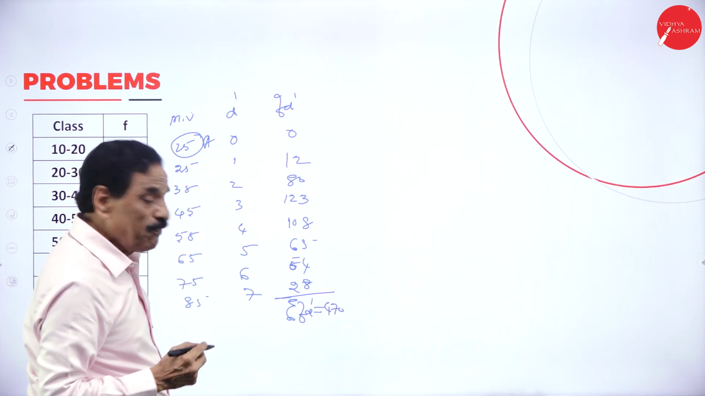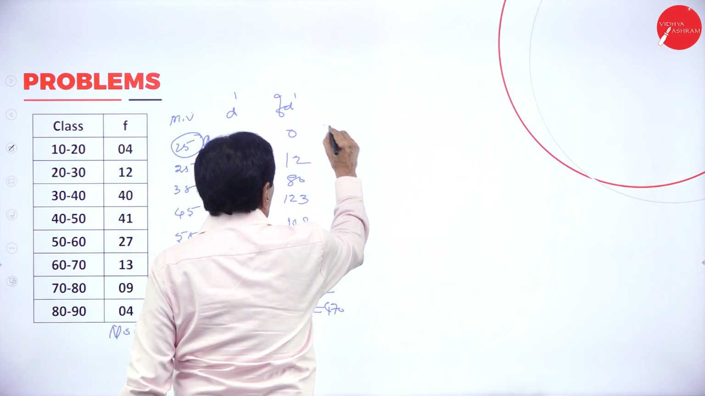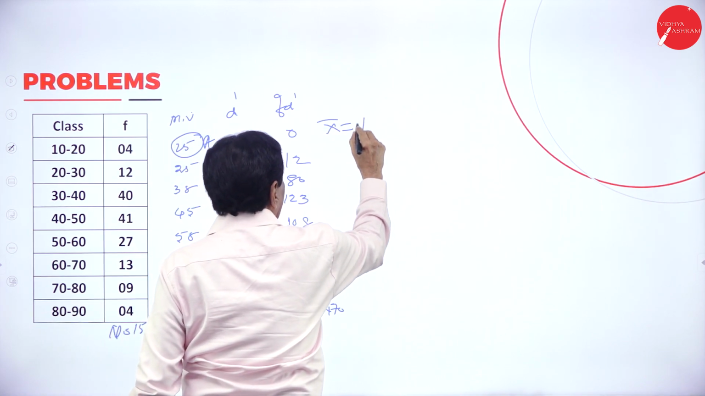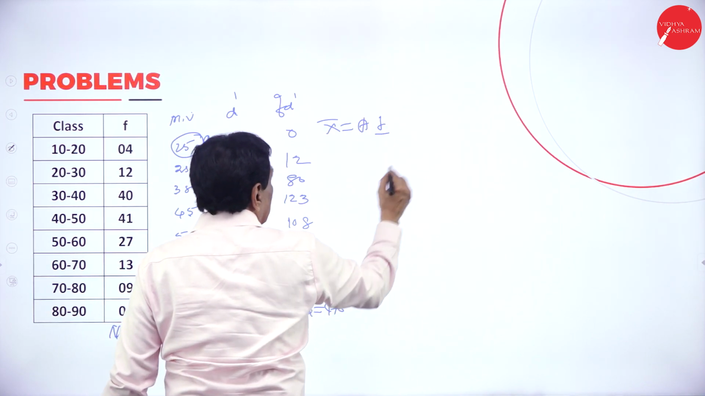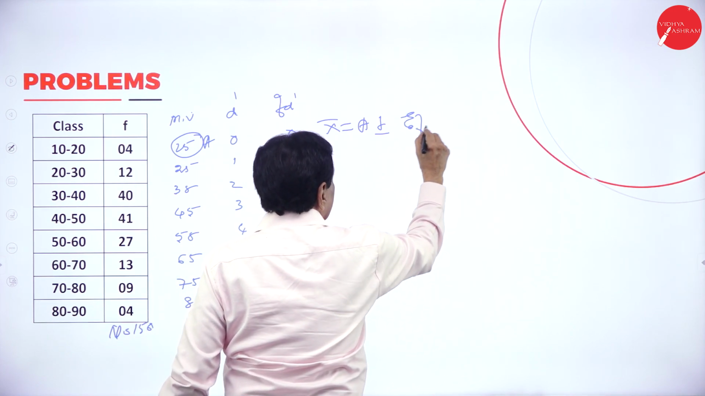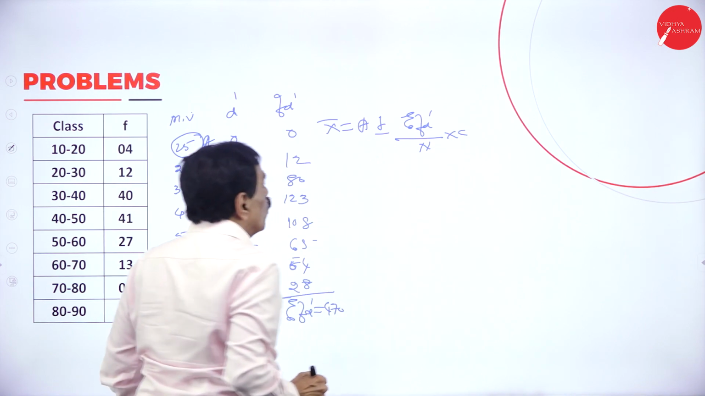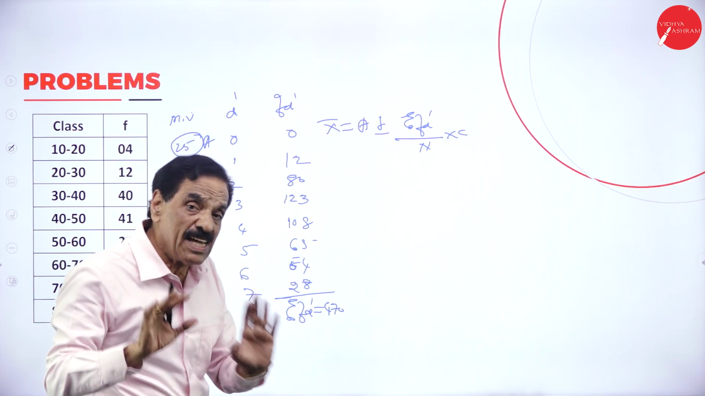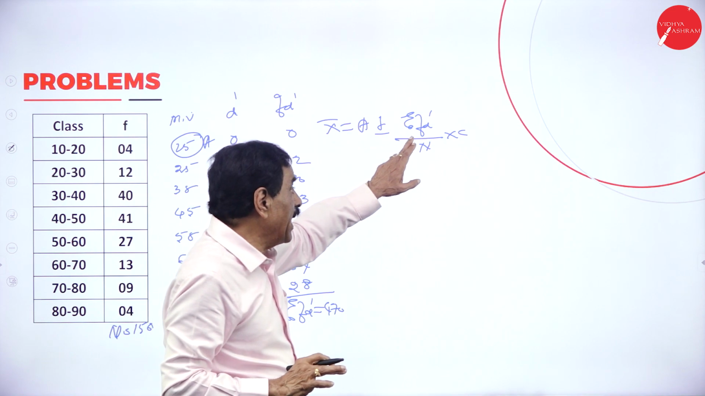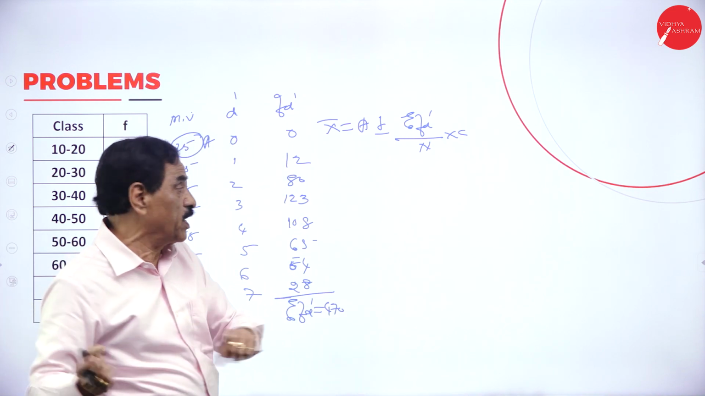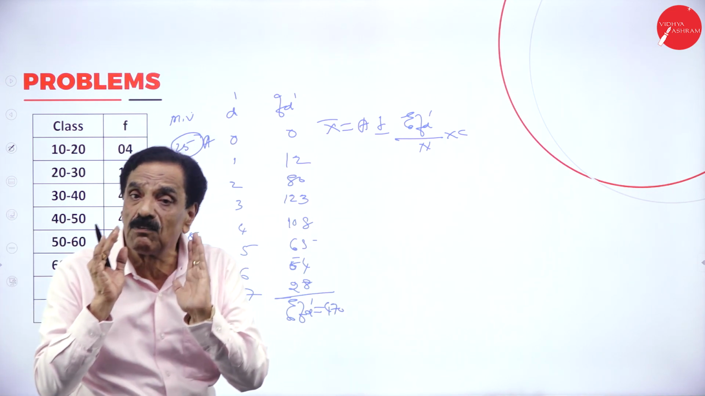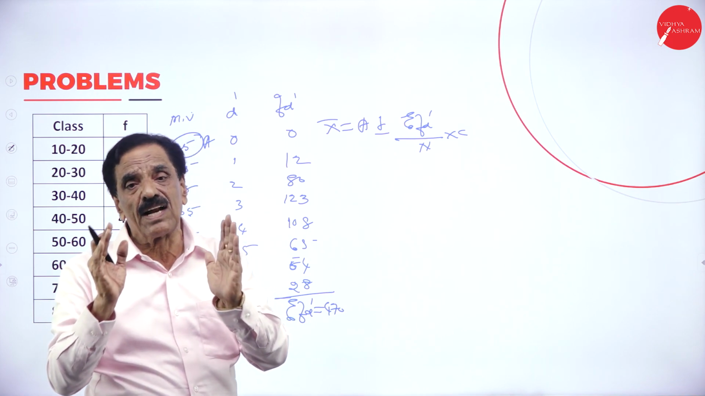Now I will apply the formula. Mean is equal to A plus or minus sigma f t dash divided by n into c. What did I tell you? A is assumed. F t dash means frequency into deviation. N is equal to the total number of frequencies. C is equal to class interval.